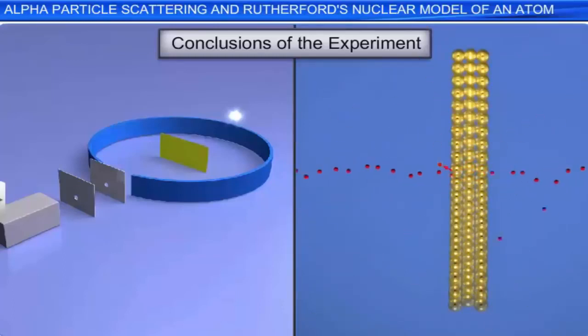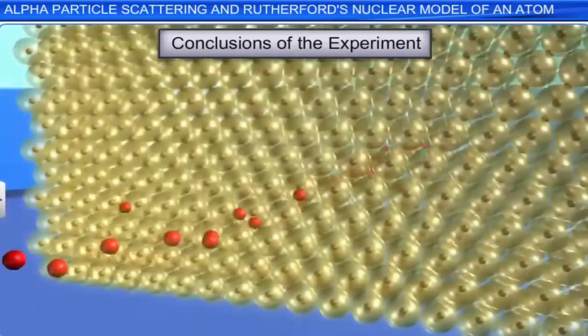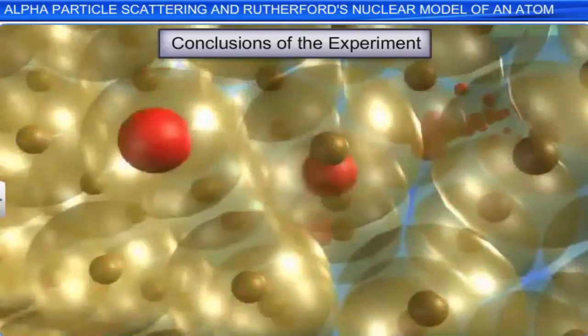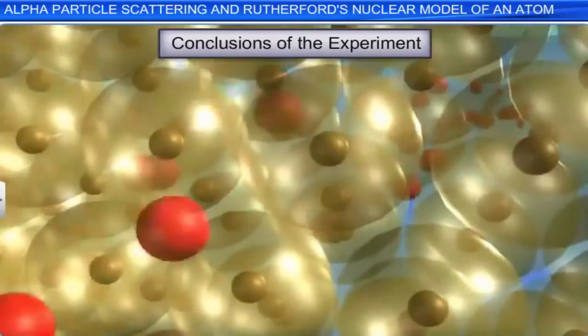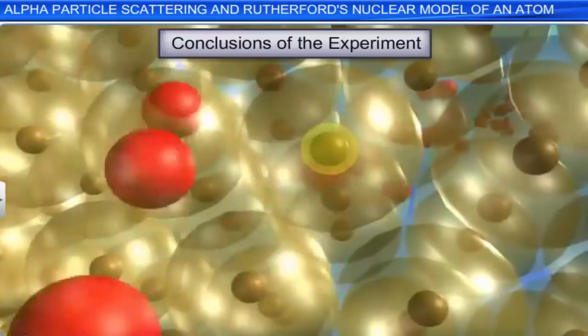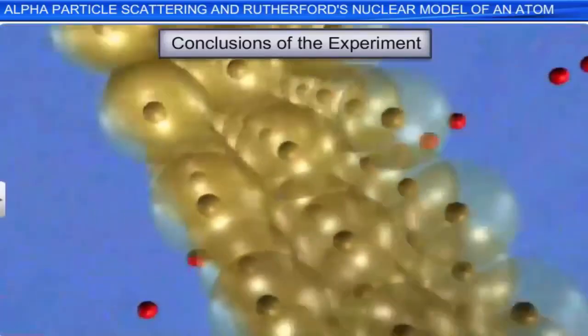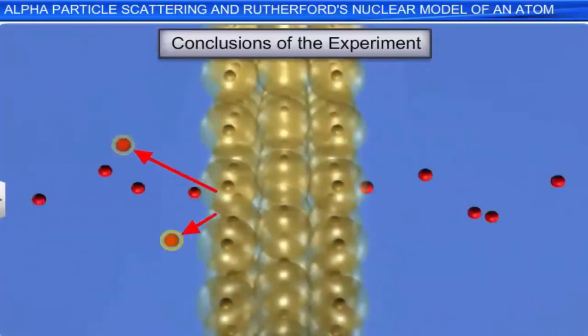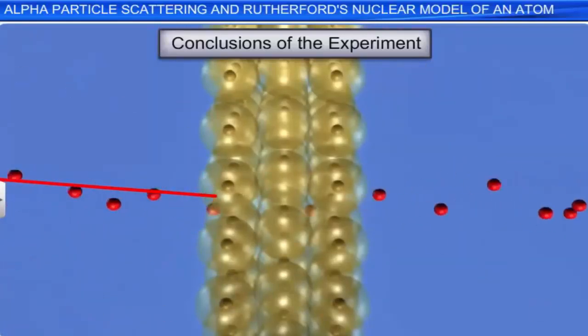And 1 in 8,000, that is about 0.0125% of the incident alpha particles scattered by more than 90 degrees, that is, they scattered backwards. For this to have happened, such alpha particles must have experienced a large repulsive force. This would be possible only if most of the atom was empty and its entire positive charge was concentrated tightly at the central part called the nucleus. In such a case, the alpha particles which moved very close to the central part would experience large repulsive forces and suffer deflections greater than 90 degrees.